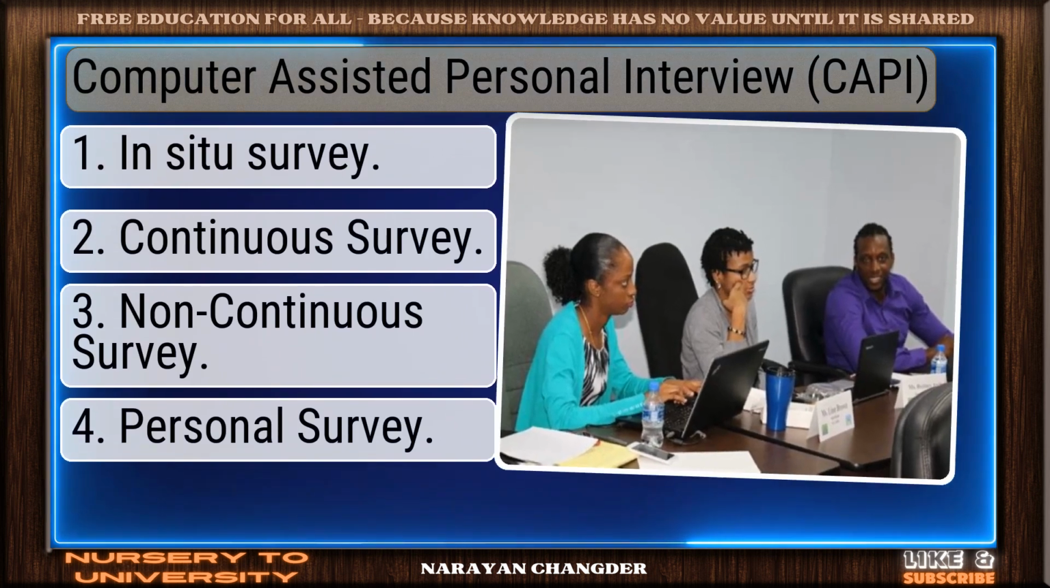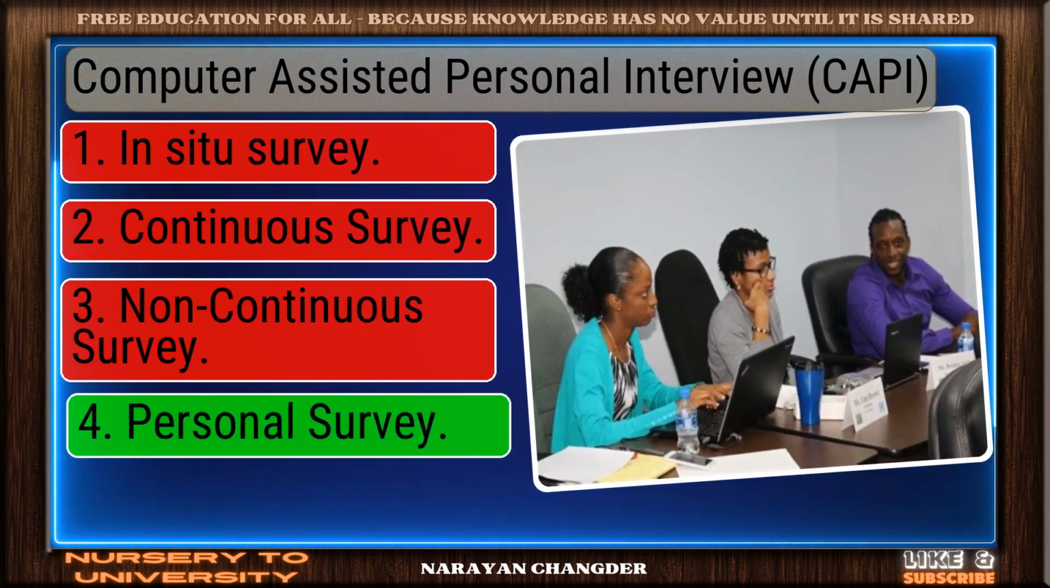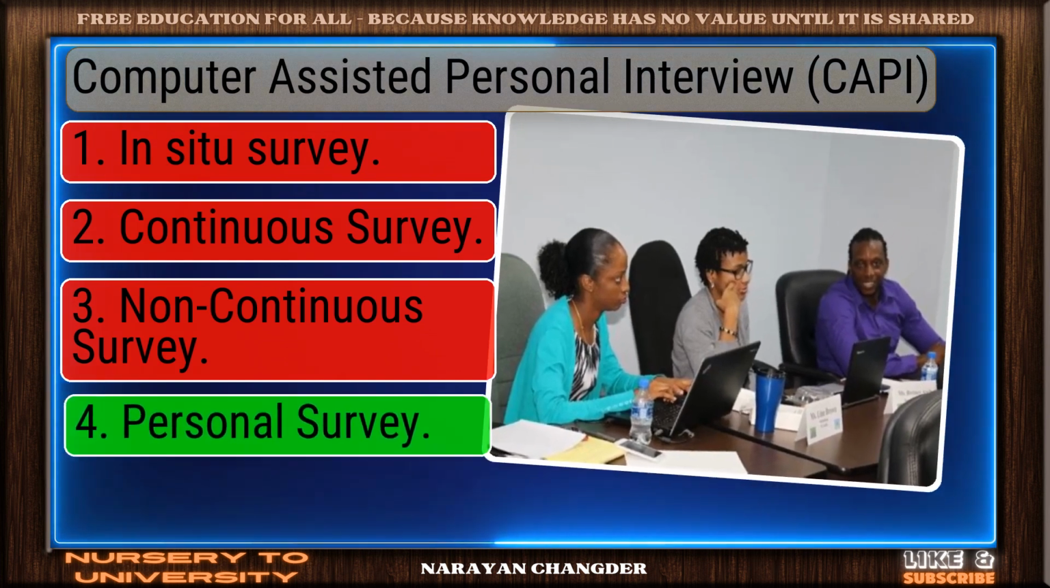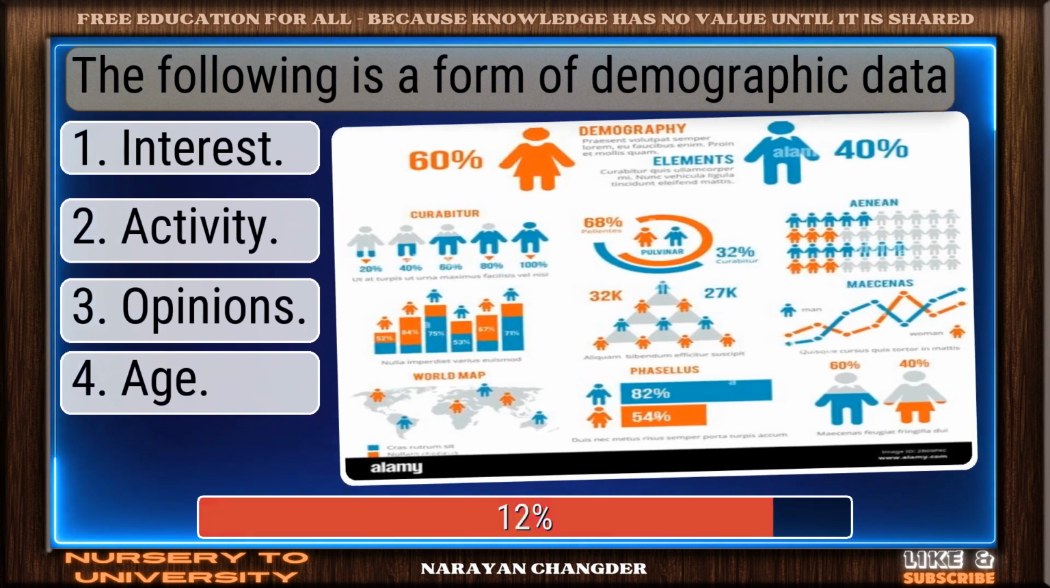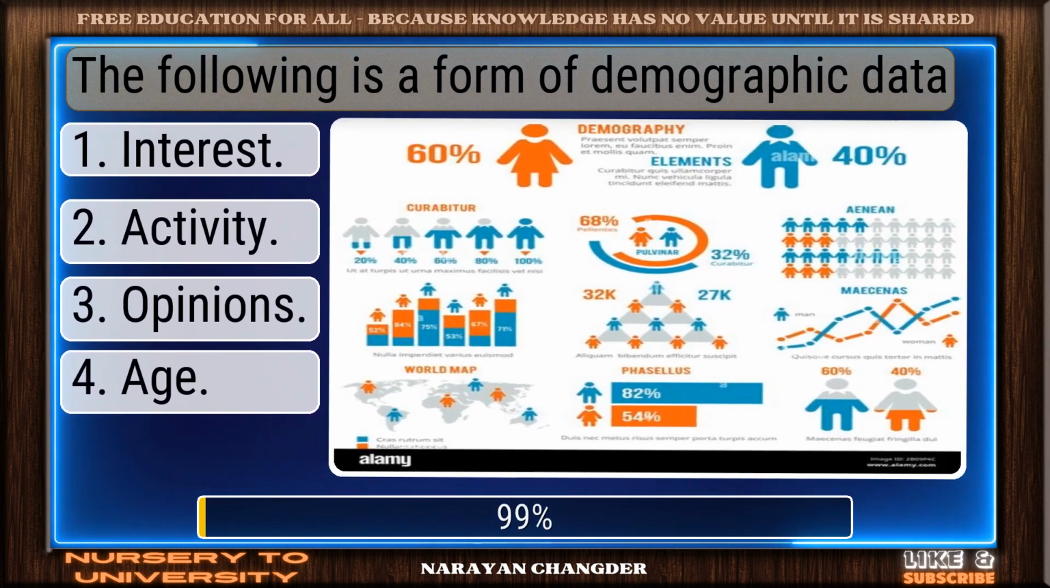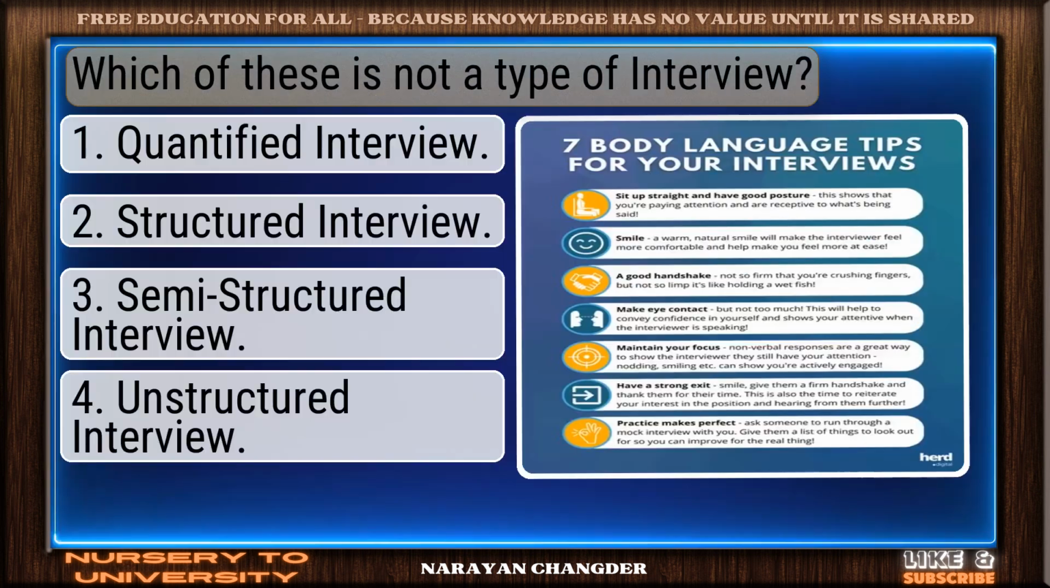Computer-assisted personal interview. Correct. Personal survey is the right answer. The following is a form of demographic data. Nice selection. Age is the correct and valid answer.